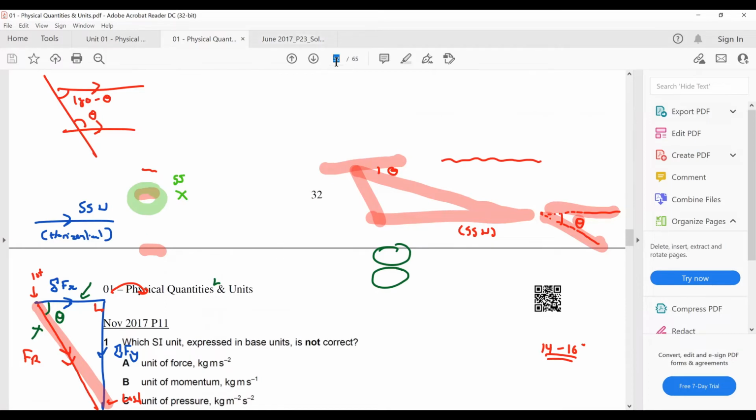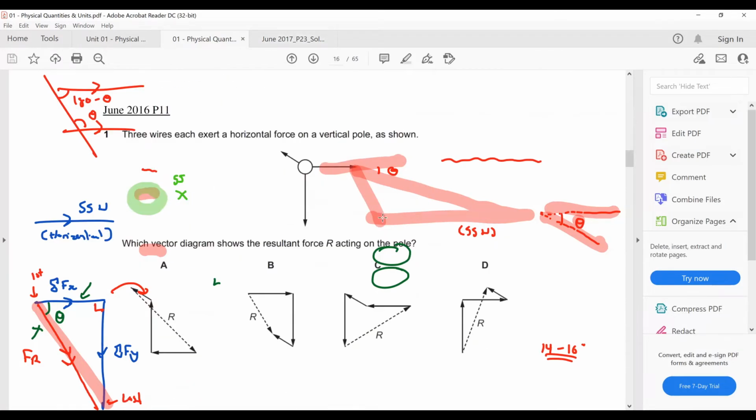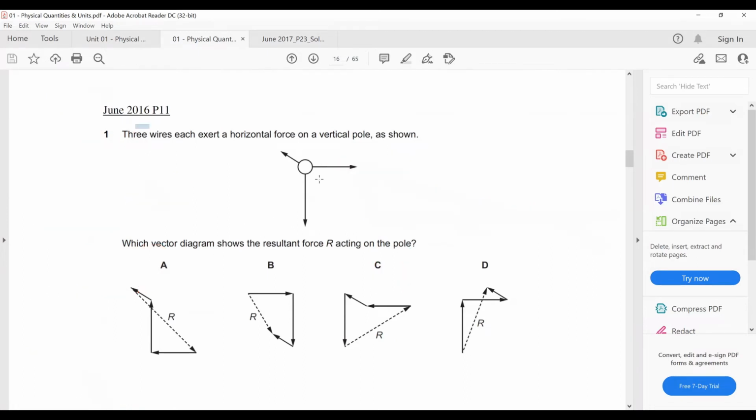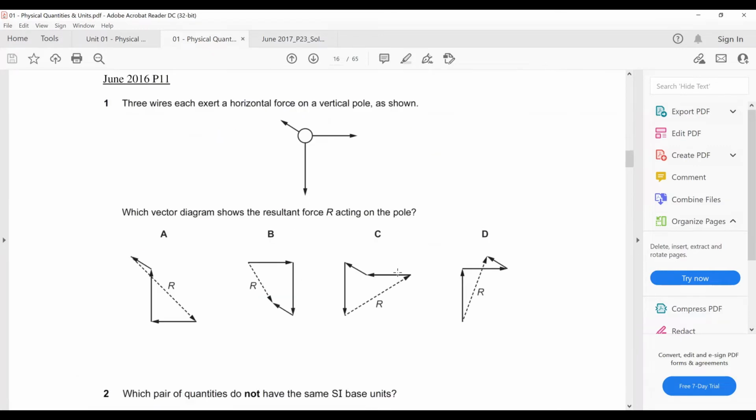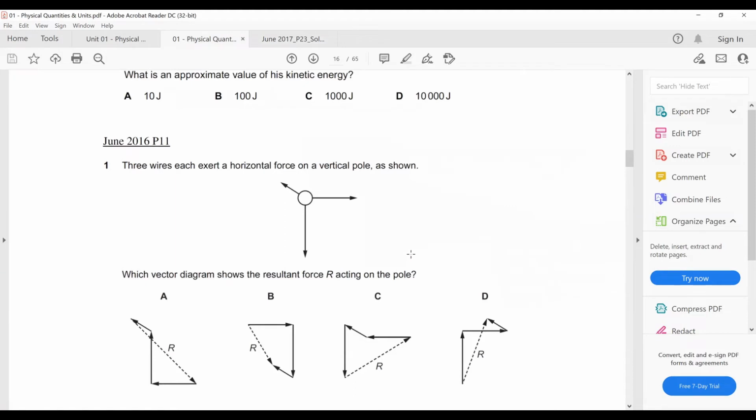Then I go a bit on question 16. Okay, now page 16, question 1. Three wires exert a horizontal force on a vertical pole as shown. Which vector diagram shows the resultant force R acting on the pole? Now, this one you have three different forces: 1, 2, 3. As I mentioned to you, when you want to produce a vector diagram that shows you the resultant, the first thing you do is you try to draw the vectors from head to tail, following this rule here in general.